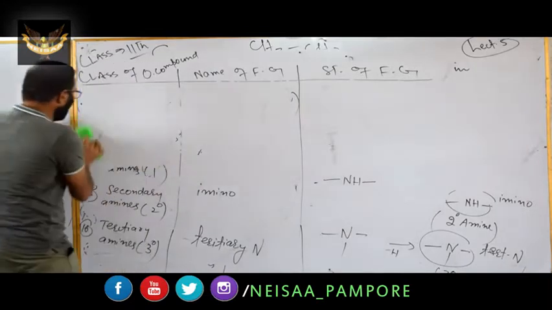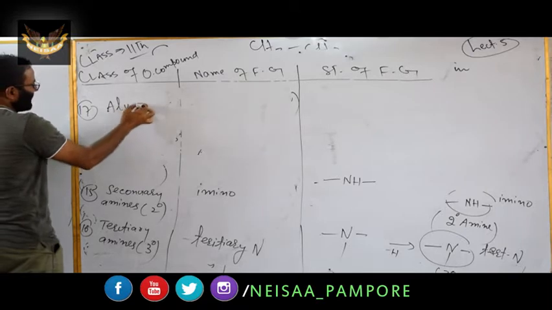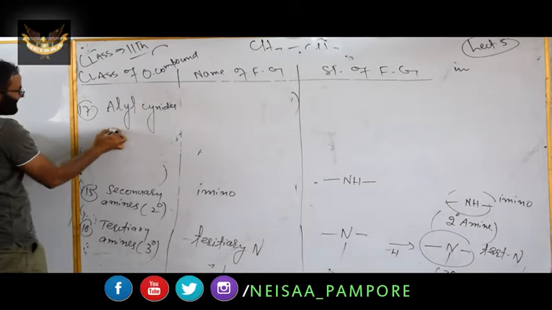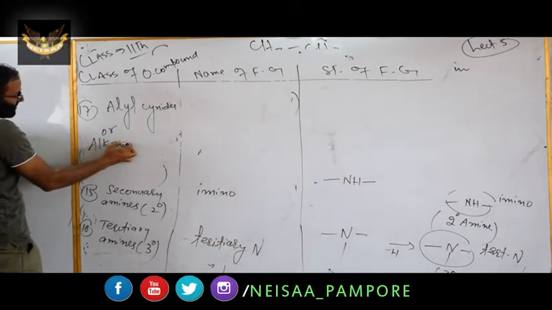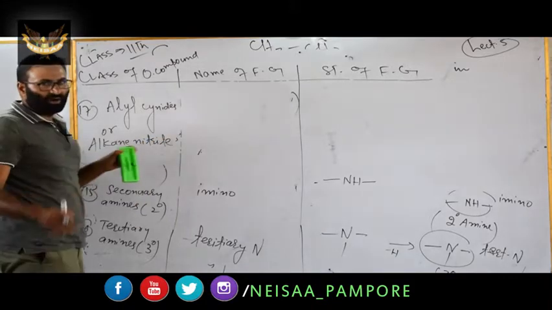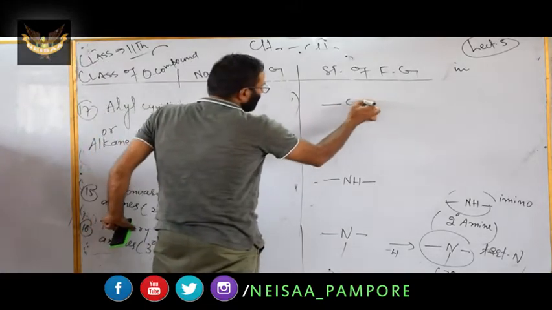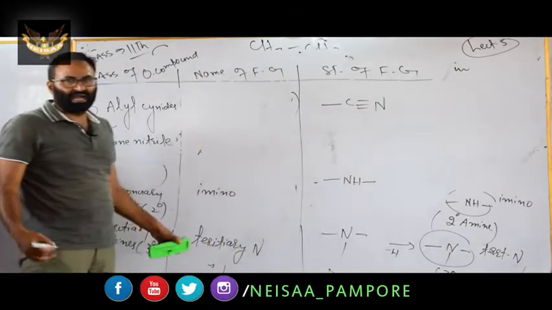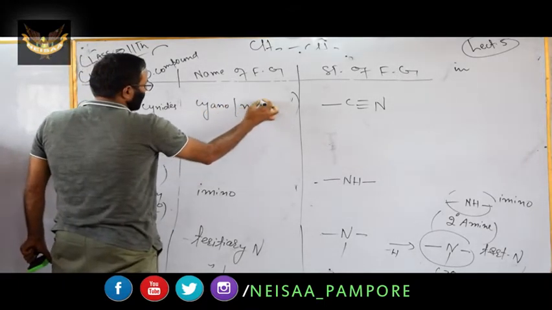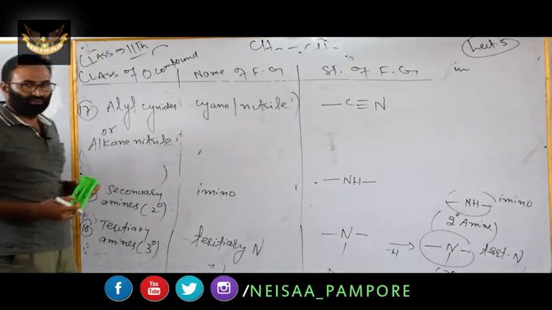We have more. For example, we have the 17th one, Alkyl Cyanides. You have studied this in matric. Alkyl Cyanides are also known as alkane nitriles. The IUPAC name of alkyl cyanides is alkane nitriles. What is the functional group? You know, C triple bond N. This is cyanide. Its name is cyano, or you can say nitrile. Both names you can use, cyano or nitrile.